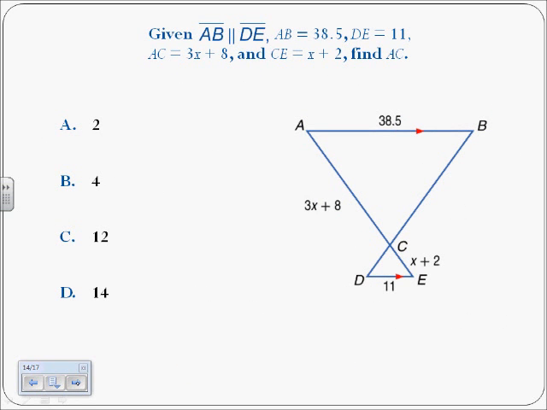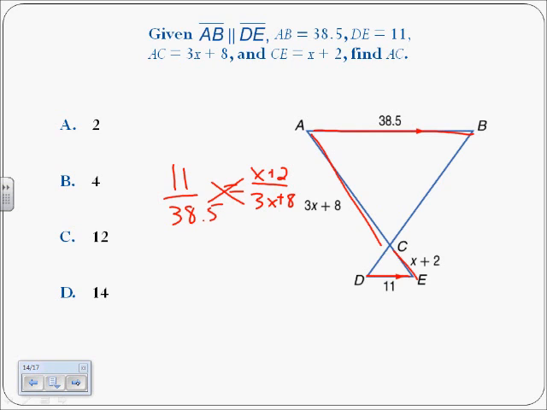Alright, given the lines parallel AB and DE, and the information listed above, find AC. Again, it comes down to finding the proportion. If we know that the two triangles are similar, and they are, I can write a proportion: DE over BA is equal to AC over CE. I'll start with the small triangle. I have 11 over 38.5 is equal to x plus 2 over 3x plus 8, and I can cross multiply and solve.